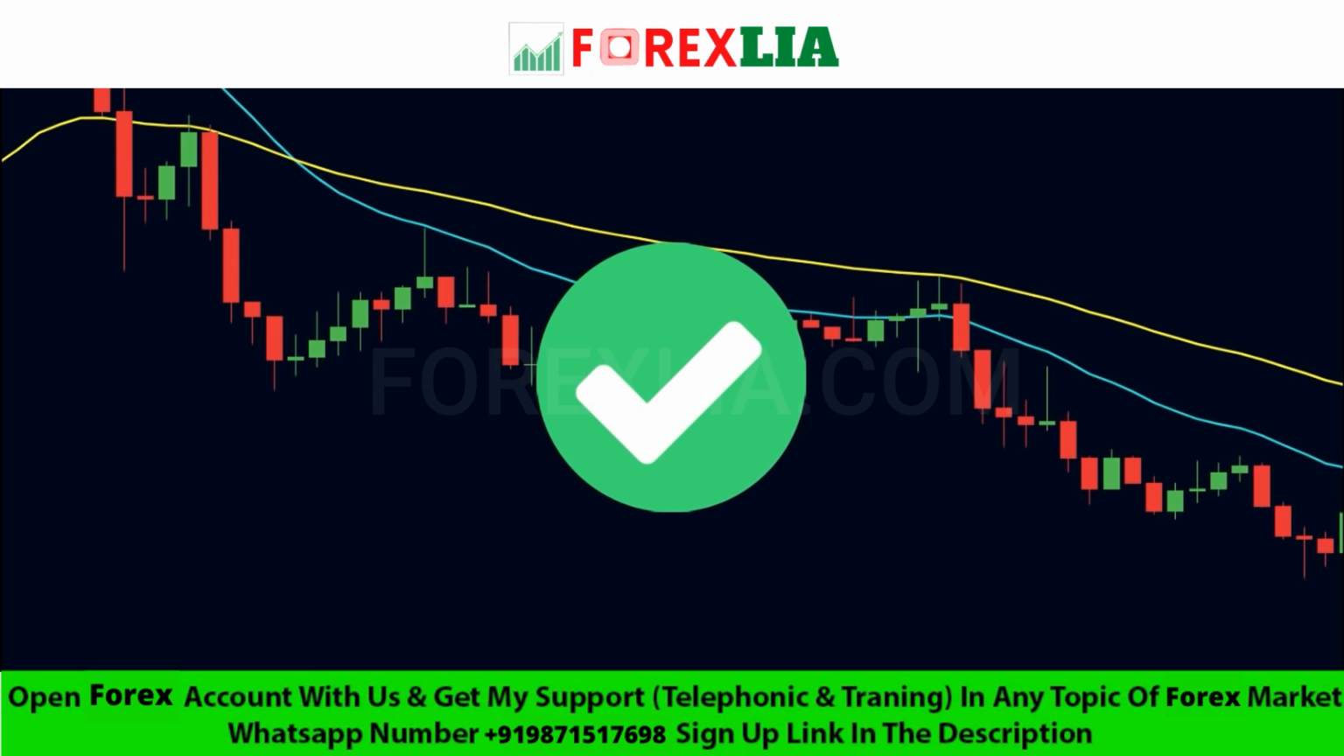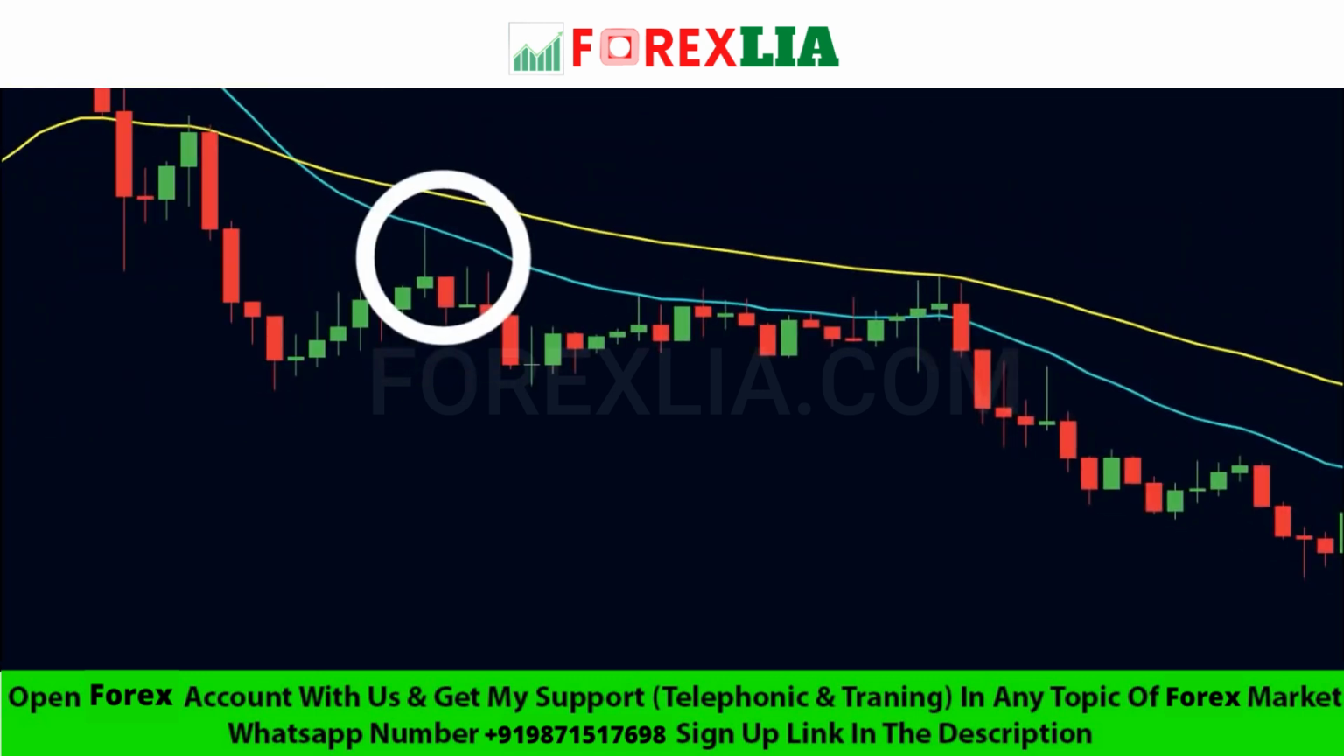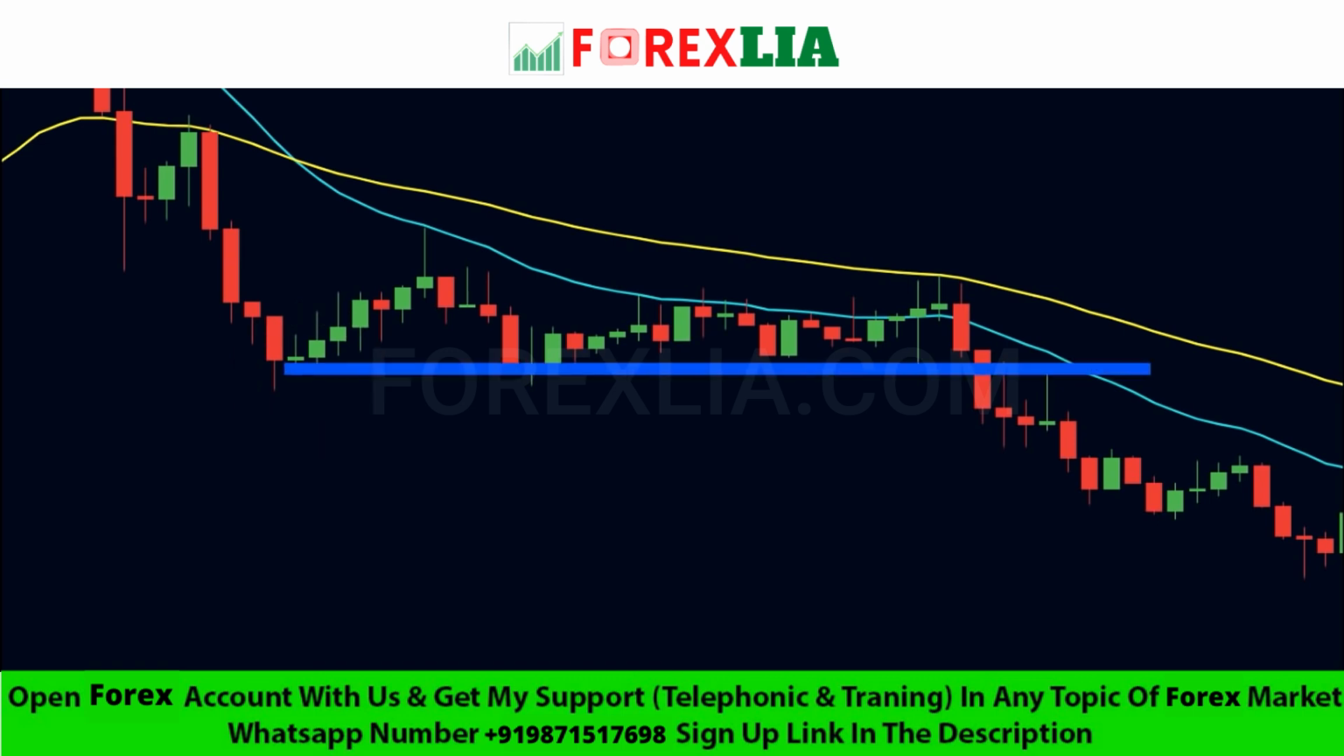Now we wait for the price to pull back to the 20 EMA. Here is the pullback. We can clearly see that the wick of this candle touches the 20 EMA. And the price does not cross above the 50 EMA. Therefore the pullback is also valid. Now we wait for the price to break the most recent swing low. So we stretch a line and wait for a breakout.